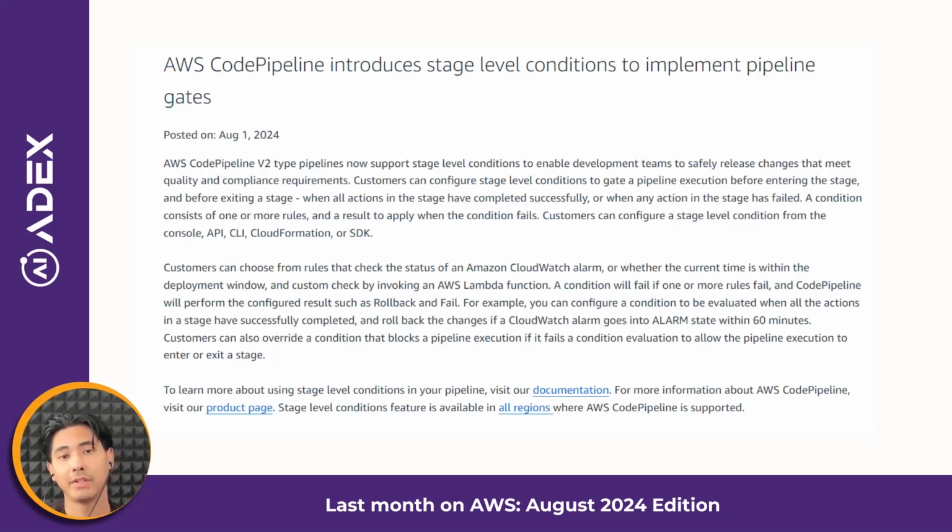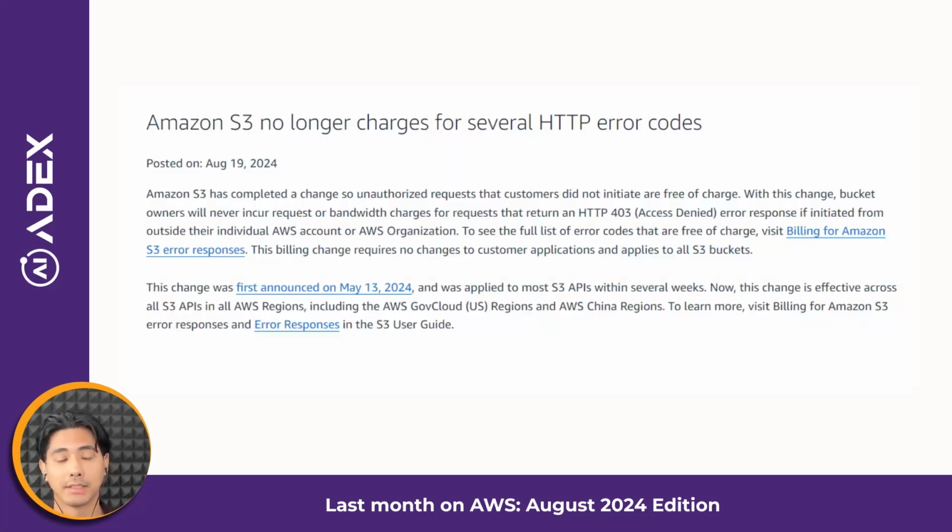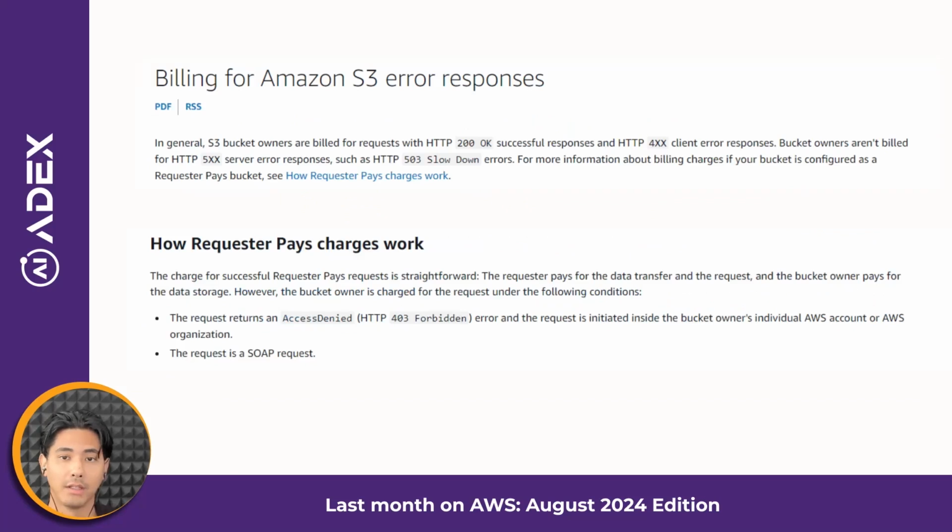This feature is available in all AWS CodePipeline supported regions, and for more details, you can check out their official documentation page. So for our next update, we have Amazon S3, which has introduced a significant billing change. From now on, unauthorized requests that the customers did not initiate are free of charge. This means that the bucket owners will no longer incur request or even bandwidth charges for HTTP 403 access denied errors, if these requests originate from outside their AWS account or even their AWS organizations.